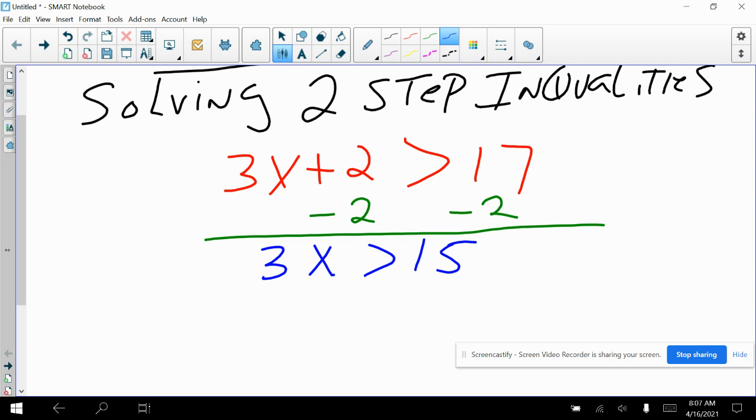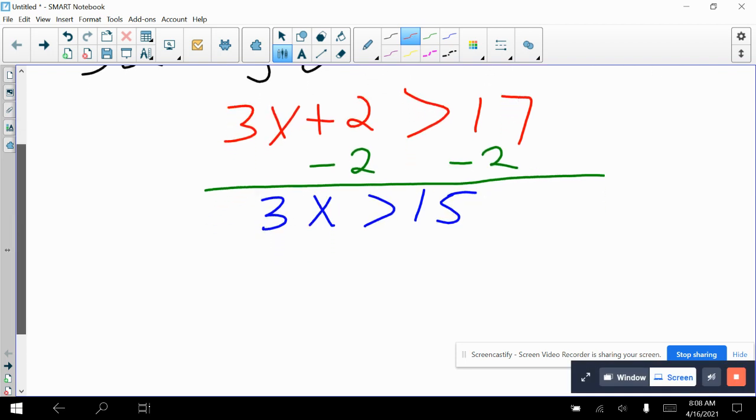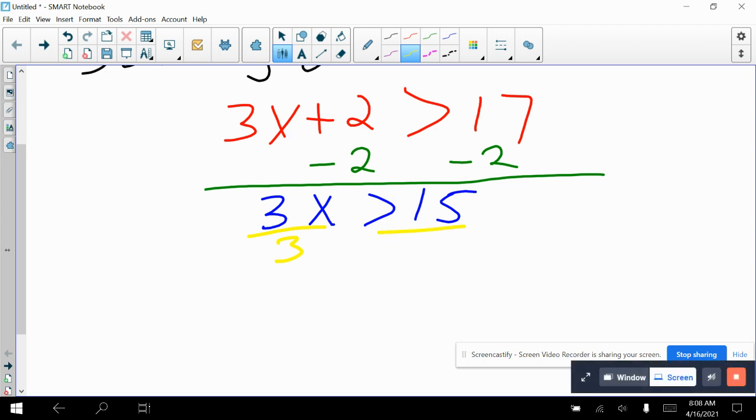So after we subtract, we now have what kind of an equation in the blue? Come on, you should be able to recognize these rather quickly now. What kind of an equation is that? Add, subtract, multiply, or divide. Multiply, right. It's multiplication. To undo that, we divide.